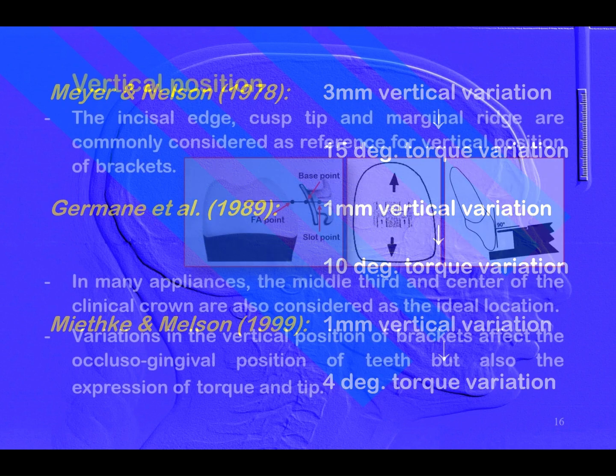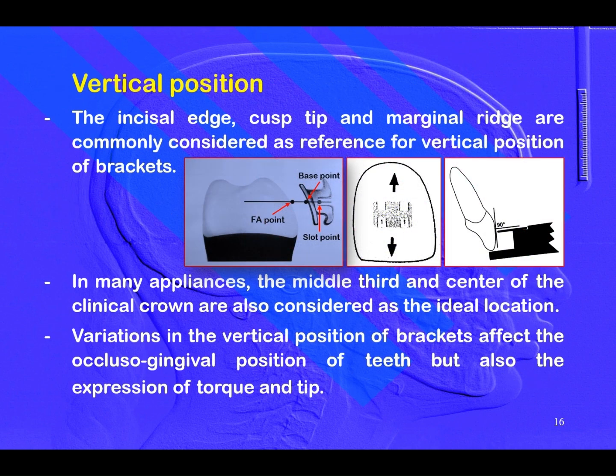The vertical position of the bracket slots in various pre-adjusted edgewise appliances is guided by many factors. The incisal edge, cusp tip, and marginal ridge are commonly considered references to determine the vertical positioning of brackets. In straight wire appliances, the middle third and center of the clinical crown are considered the ideal location. The vertical position of the premolar brackets is also used as a reference to determine the vertical positioning of brackets in other teeth.